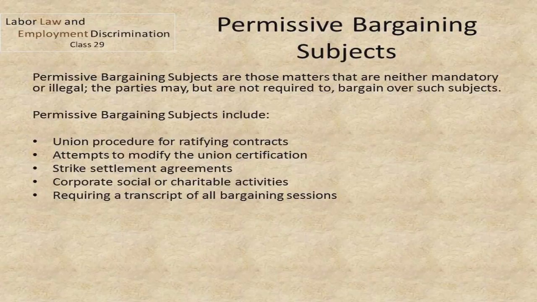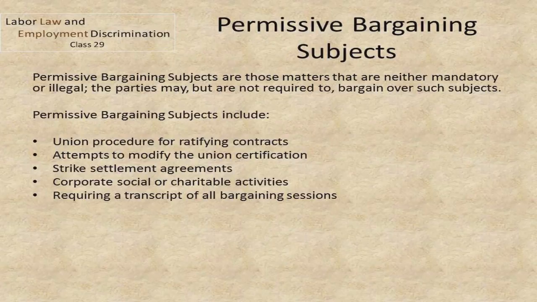Well, an employer can't sit around and say, well, this is the procedure you're going to use, and if you don't use this procedure, then we're not going to have an agreement at all. That would be a permissive bargaining subject. What's the procedure for ratifying the contract? Court says that's permissive, and the employer cannot insist upon that to the point of an impasse.